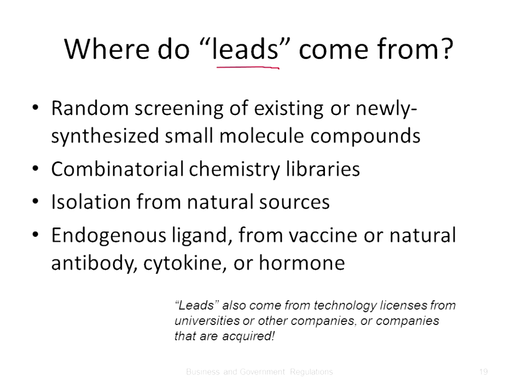All right, so where do these leads come from? Leads come from a variety of different sources. You might be randomly screening existing, most companies will have a library of compounds, small molecule compounds that they routinely test. So random screening of existing or newly synthesized small molecule compounds. There are combinatorial chemistry libraries. So these are compounds that are slightly different from each other, but a whole slew of compounds that you can try. You could isolate compounds from natural sources like plant extracts and things like that.